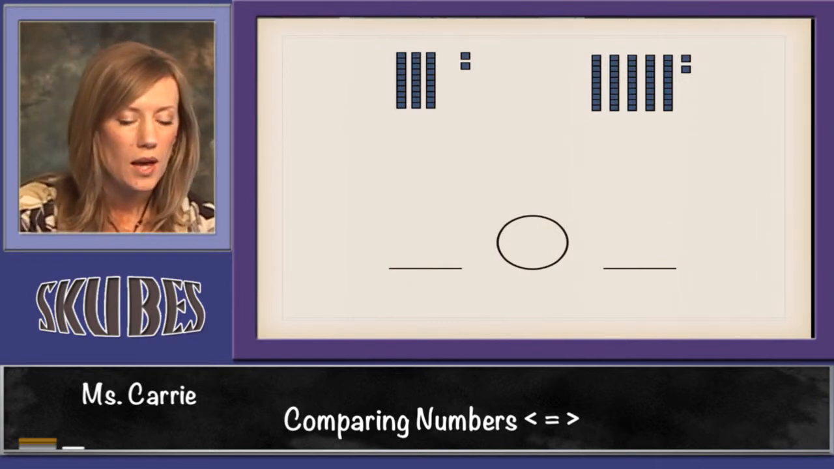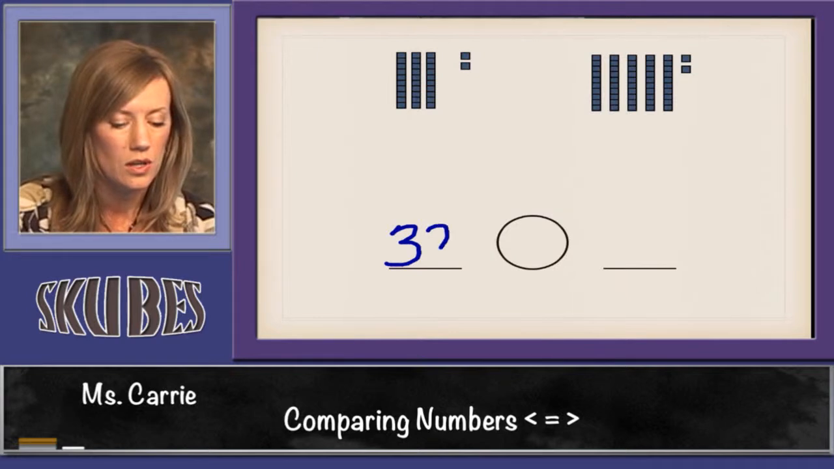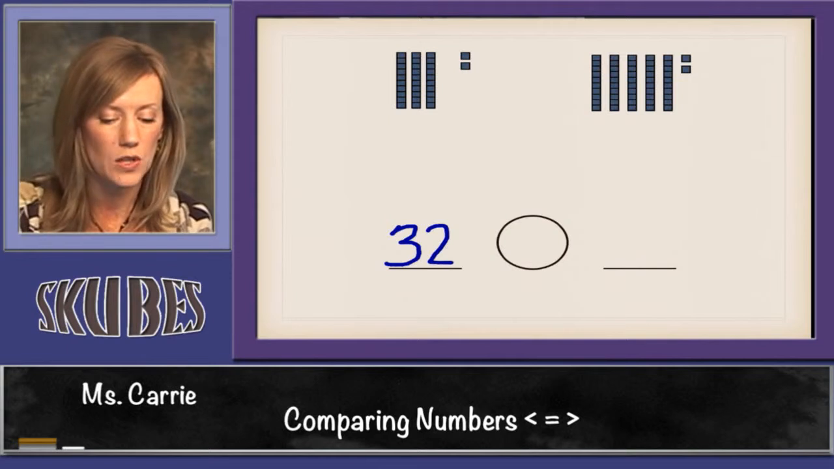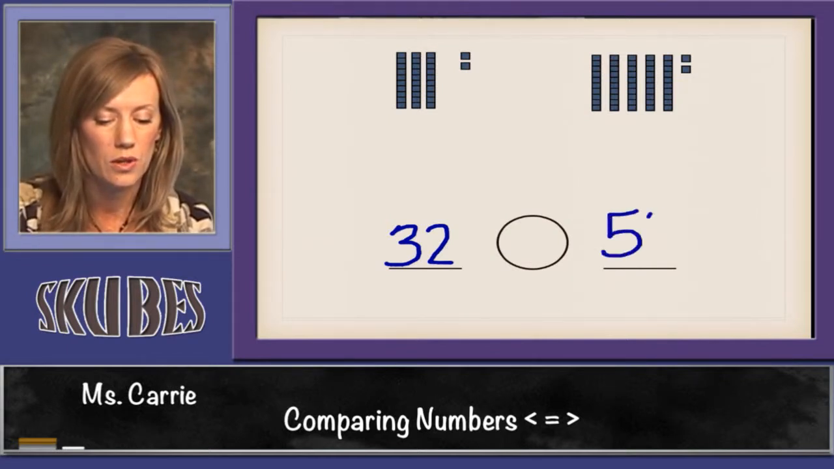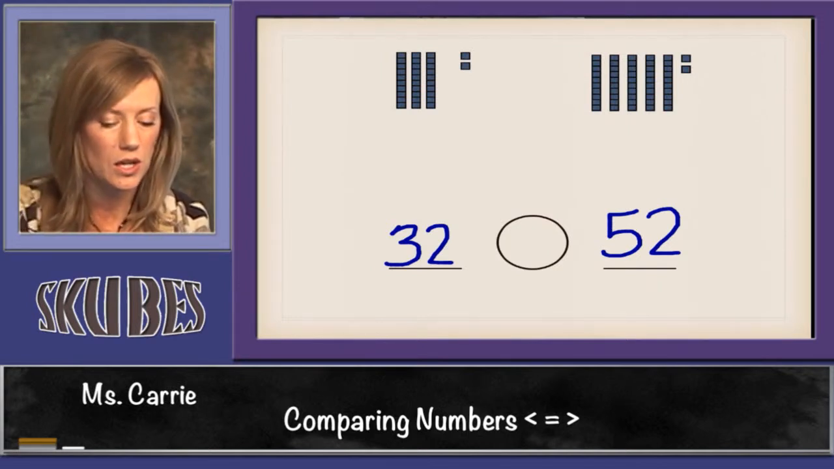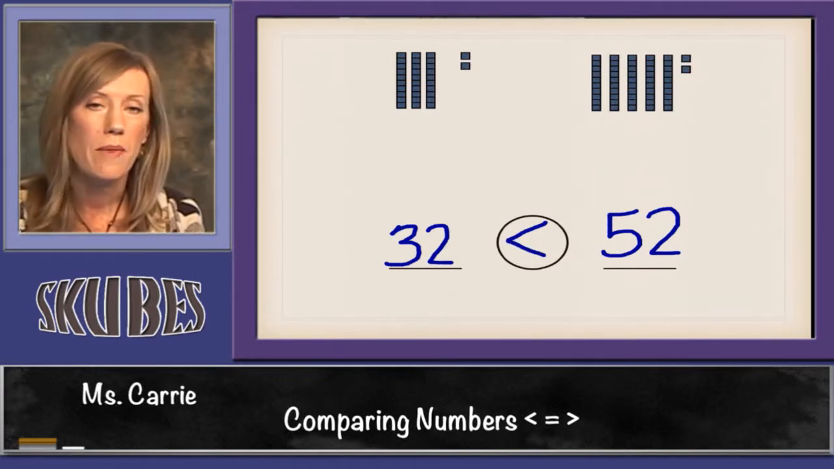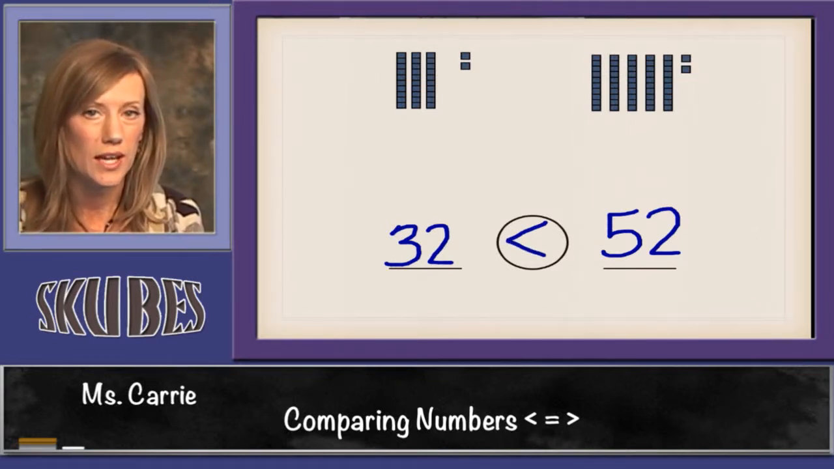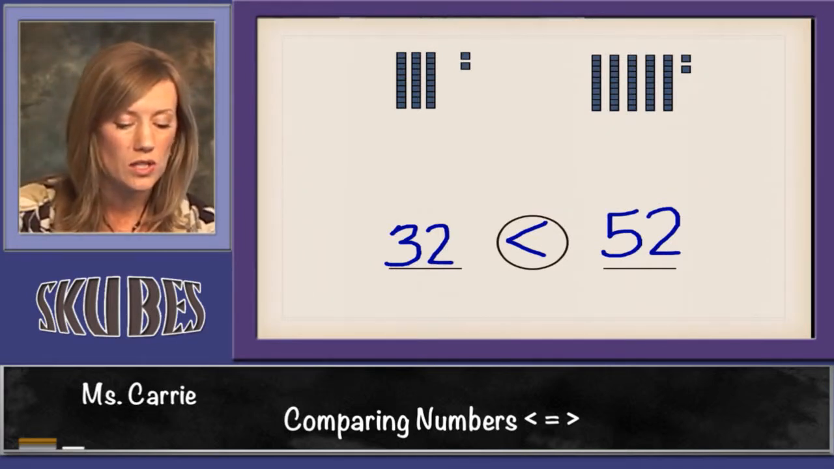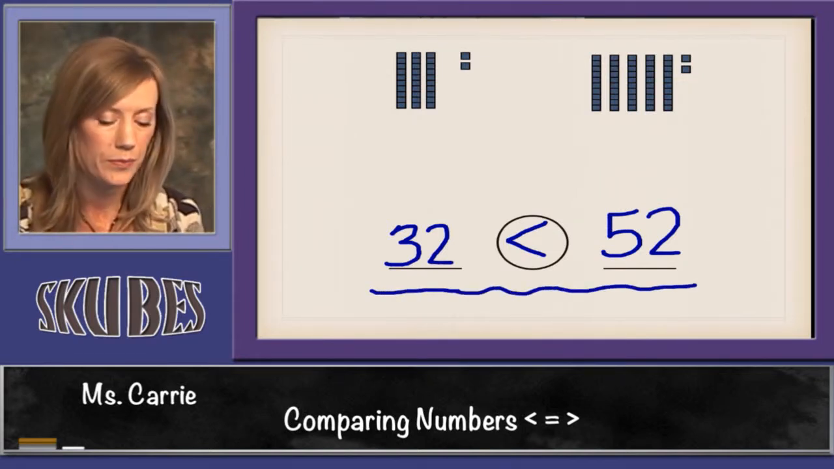Let's try some more. Up here we have 10, 20, 30, 31, 32. And on the other side we have 10, 20, 30, 40, 50, 51, 52. Now when we compare these numbers, we know that 32 is less than 52. Remember that point points to the smaller number, and the mouth eats the bigger number, so our symbol would look like this, and it would read 32 is less than 52. You always start on the left side, which is over here, and you keep reading to the right side.